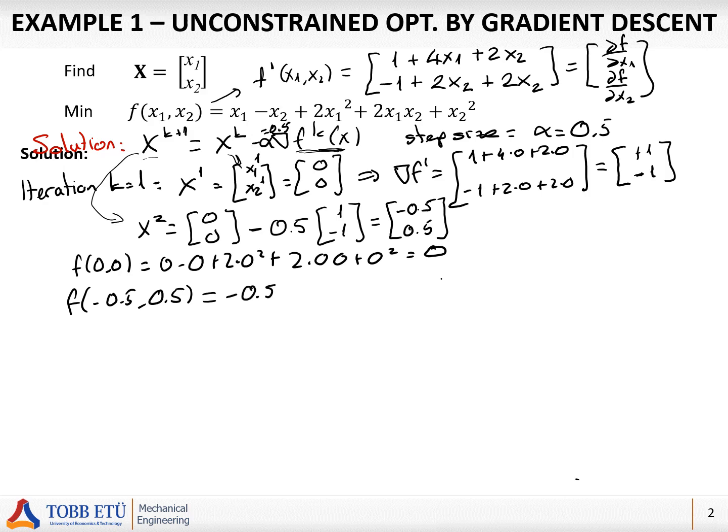For the other iterations I will not write that. So minus 0.5 minus positive x2, 0.5, plus 2 times minus 0.5 squared here, minus 2 times 0.5 times 0.5 plus 0.5 squared. And from here the result is minus 0.75. Let's keep this in mind and let's check a convergence.